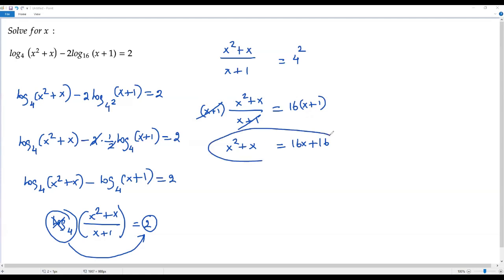Okay, now we have a quadratic equation in the variable x. To solve this quadratic equation for x, we have to get it into standard form, that is ax² + bx + c = 0. That is, we have to get everything on one side of the equation. On the other side we must have 0.